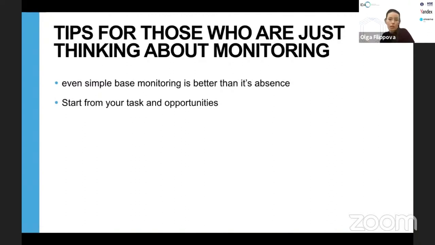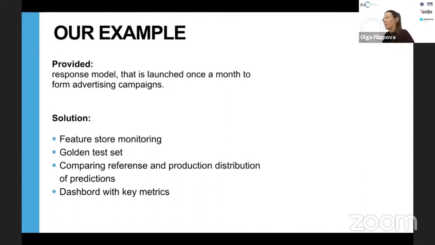And the last slide of practice, a task from our context. We provide a response model that is launched once a month to form advertising campaigns. In real life, we have a combination of models, but it's not so important. And here, the right answers, whether our offers were accepted, we get only a month later. So what have we done with this model?